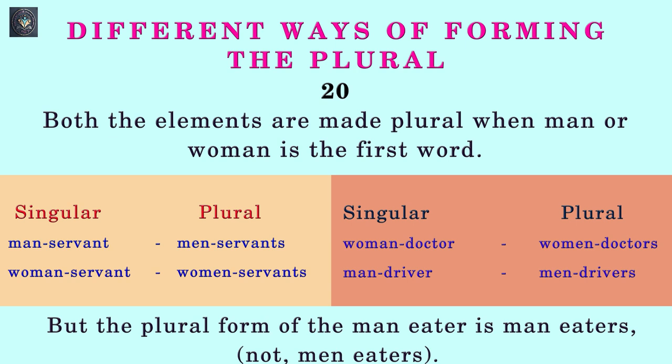Rule number 20. Both the elements are made plural when man or woman is the first word. Like manservant, menservants. Woman servant, women servants. Woman doctor, women doctors. Man driver, men drivers. Remember, but the plural form of the man eater is man eaters, not men eaters.